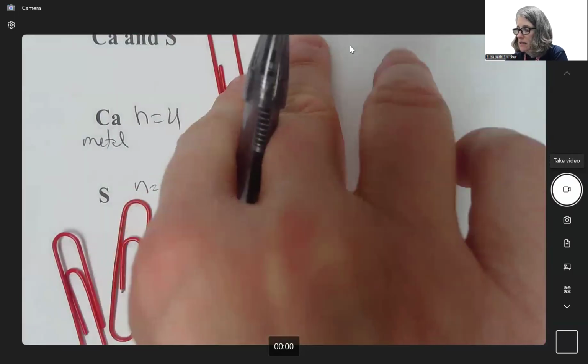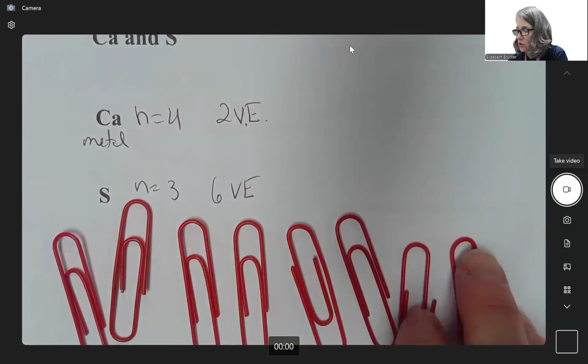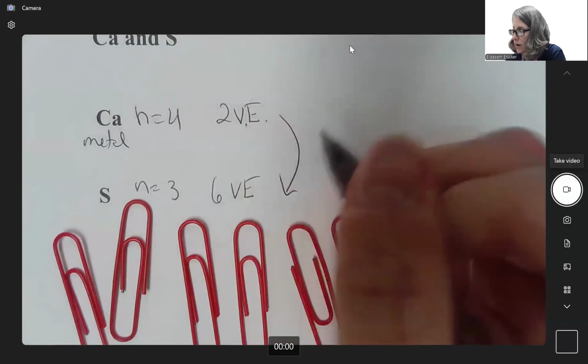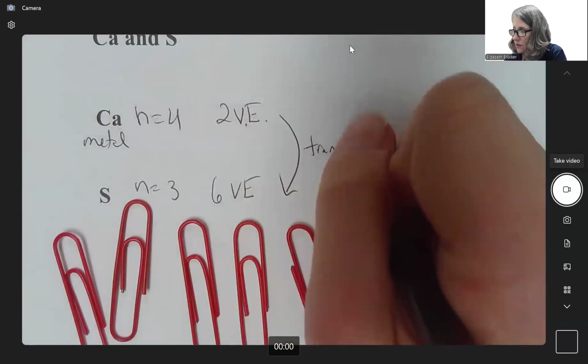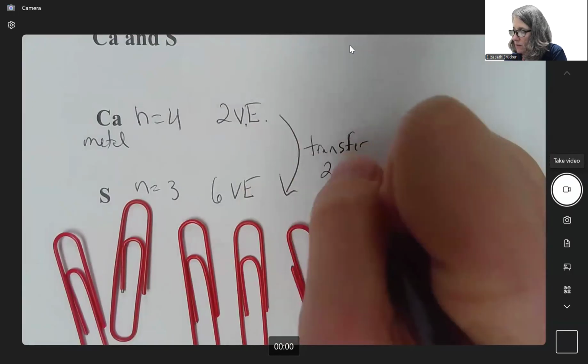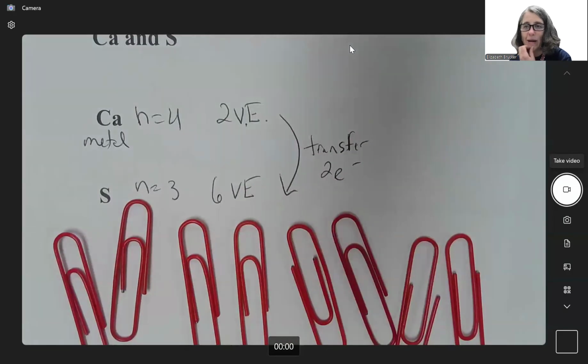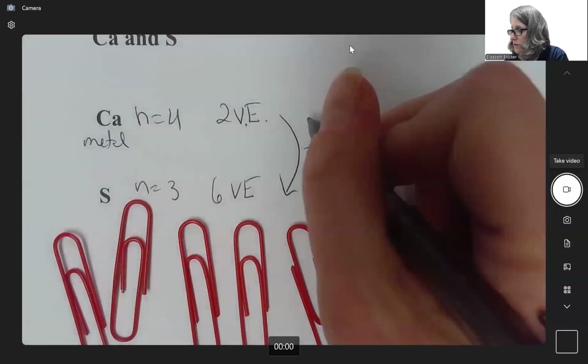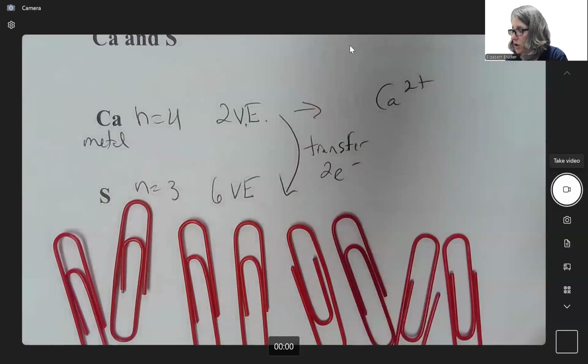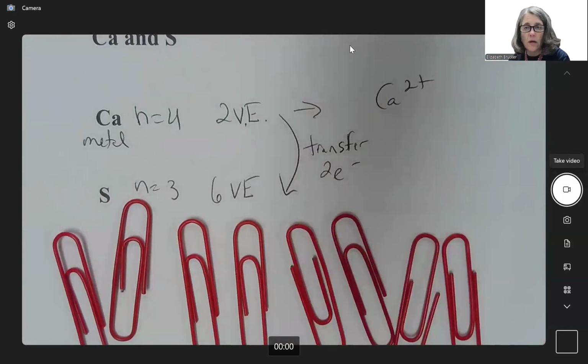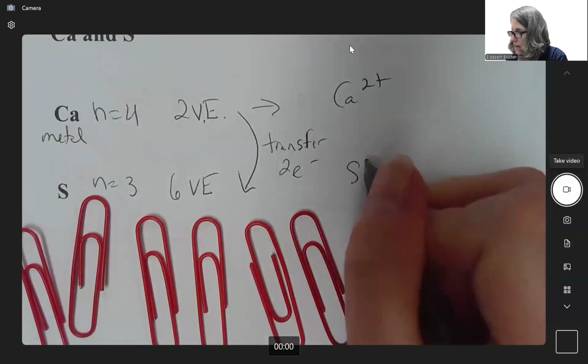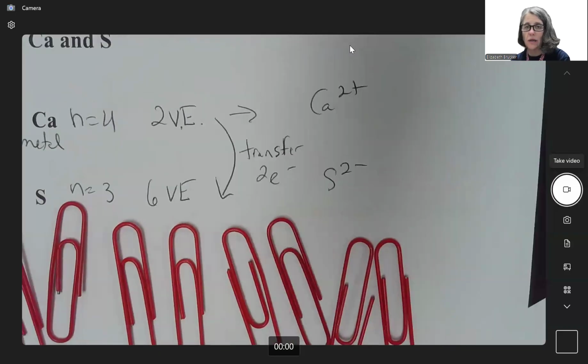So what happens is these electrons move and get transferred. Okay, so draw an arrow and write the word transfer and be specific. I was not specific on my last example, but I want you to be specific on how many electrons are being transferred. So we're talking 2 valence electrons. So now calcium is a +2 charge. And sulfur has now gained 2 electrons. So now it's an S2 minus.